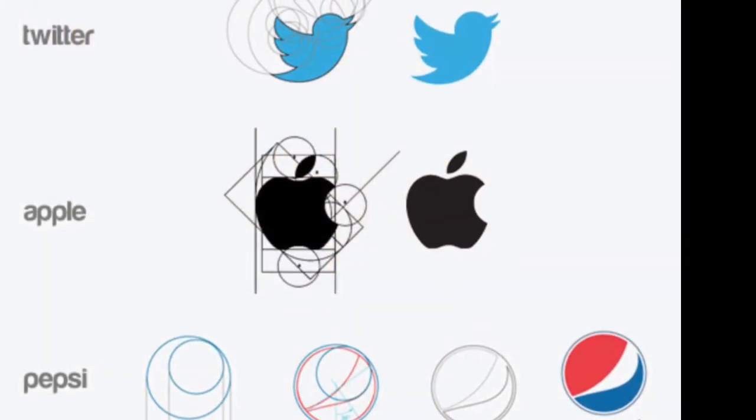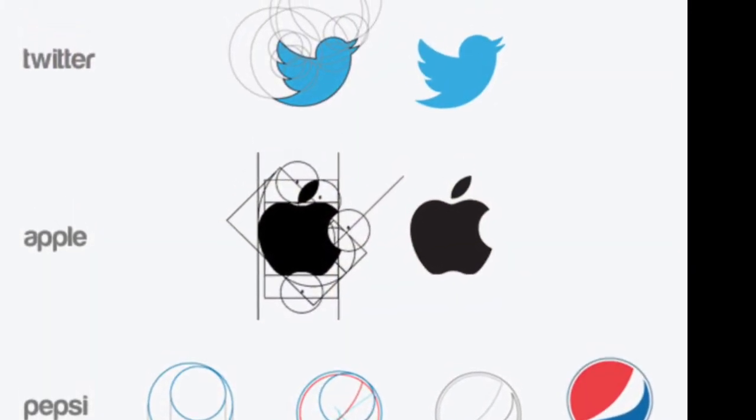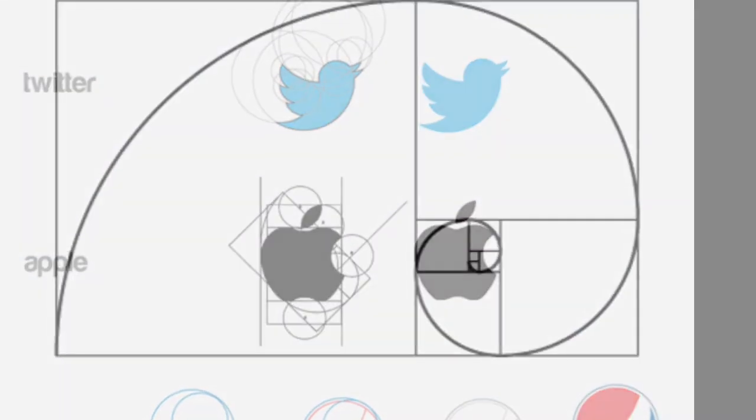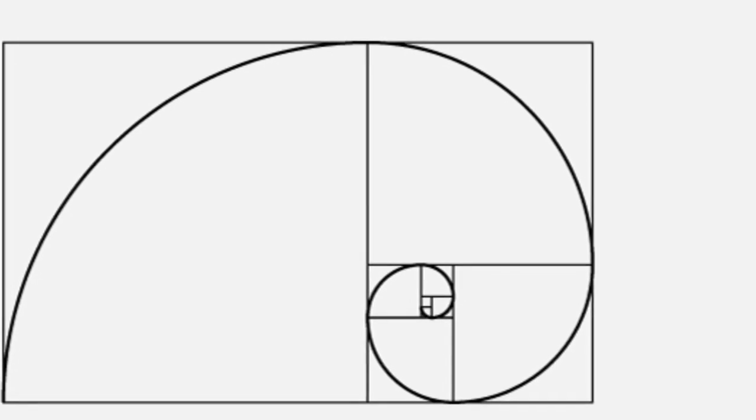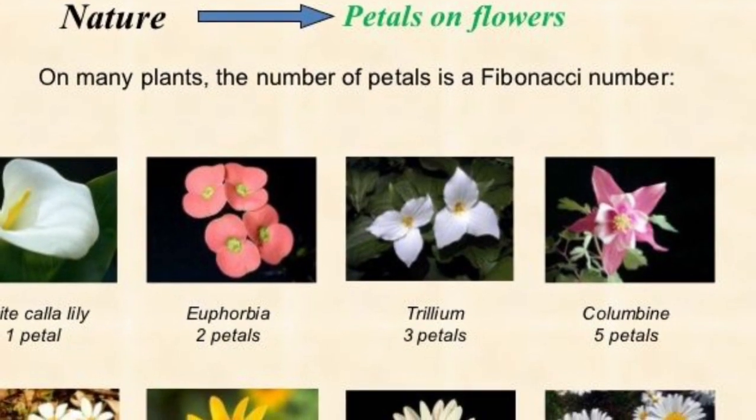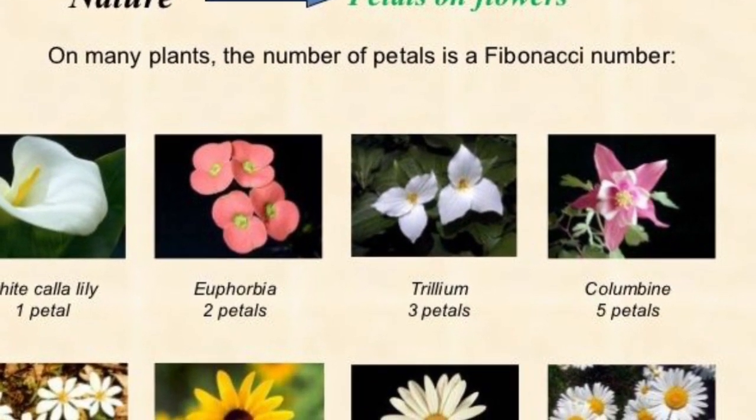This ratio occurs in all these logos. The Apple logo. It occurs in a spiral, as you can see. I'm now going to explain to you the Fibonacci series. Get ready. Hello friends, today I'm going to explain to you the Fibonacci sequence.